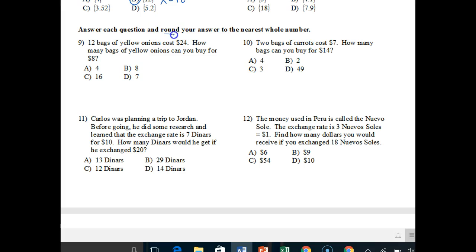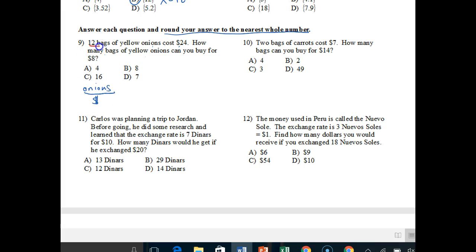The last section is word problems. And the key thing is round your answer to the nearest whole number. So 12 bags of yellow onions cost $24. How many bags of yellow onions can you buy for $8? So basically what we're comparing here are onions and how much they cost, or their amount, right?